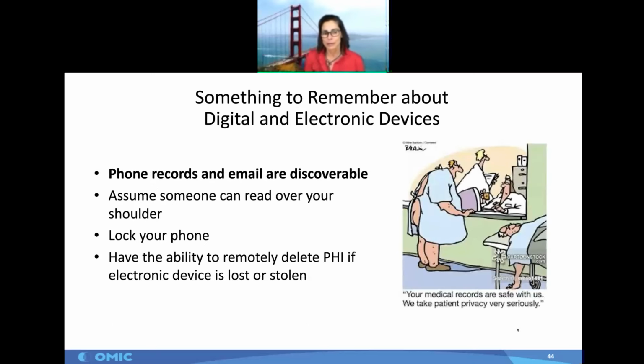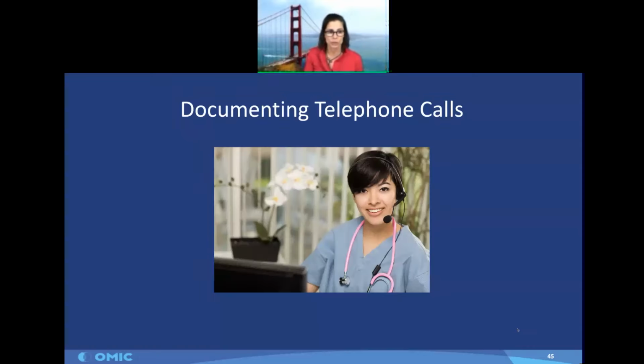Something to remember about digital and electronic devices: phone records and emails are discoverable. Assume someone can read over your shoulder. We're always looking at our devices, and I don't know about you, but my font's pretty big now because I don't see as well as I used to. Make sure to lock your phone, and have the ability to remotely delete PHI if your electronic device is lost or stolen.